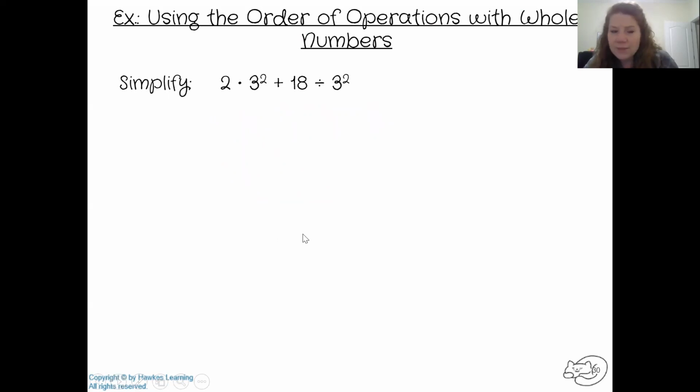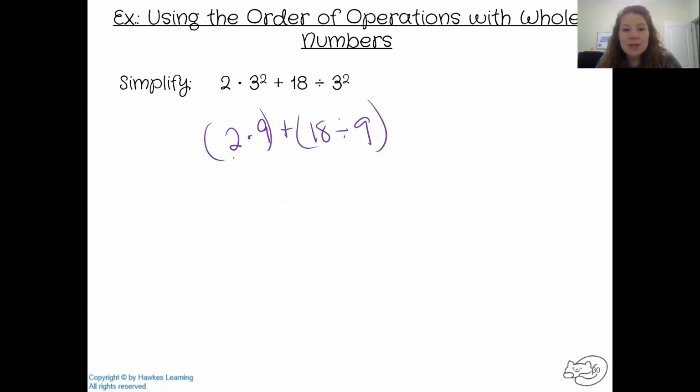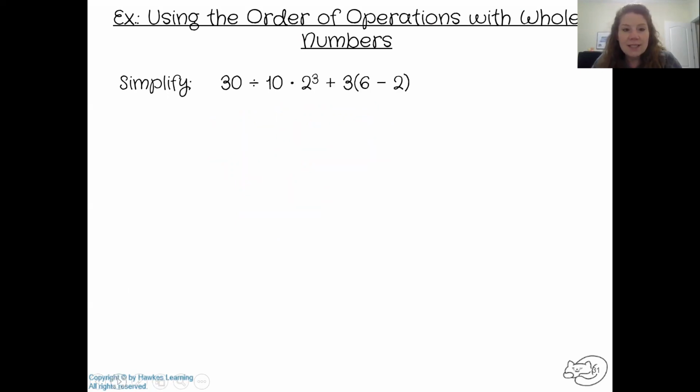So you guys try all of these, all right? So 2 times 9 plus 18 divided by 9. So 2 times 9 is 18, plus 2 is 20. Hopefully you got that right.